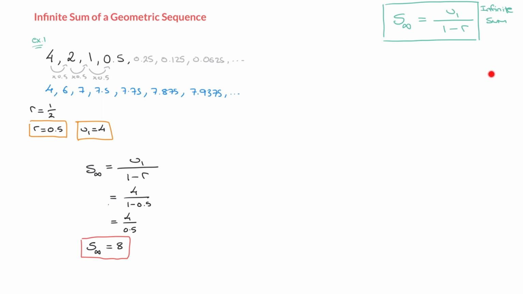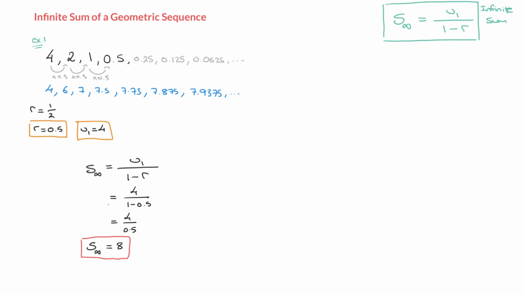What this value represents is the number that the sum of all the terms in this geometric sequence will get closer and closer and closer to. Another way of saying that is that this infinite sum is the number that the terms in this geometric series converge to. But now there's a catch. Not all geometric sequences have an infinite sum, and consequently, this formula can only be used for certain geometric sequences.